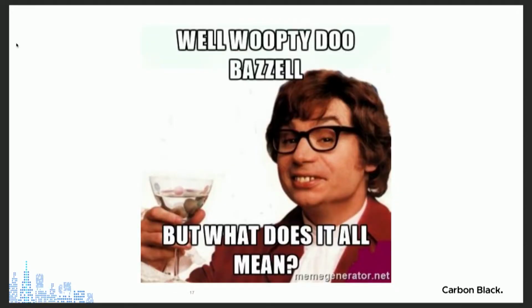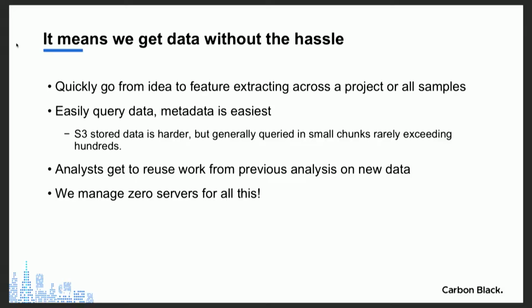Okay, so you have this system, you can ingest all this data, we do a lot of program analysis, we write all these modules. What does it all mean? The core thing is that we can quickly go from an idea, when we're doing our analysis, to an implementation and then put that against all of our files in the corpus very quickly. The main thing is we also get easy access to the data, given JSON-V's data store, and we manage mostly zero servers for all of this.